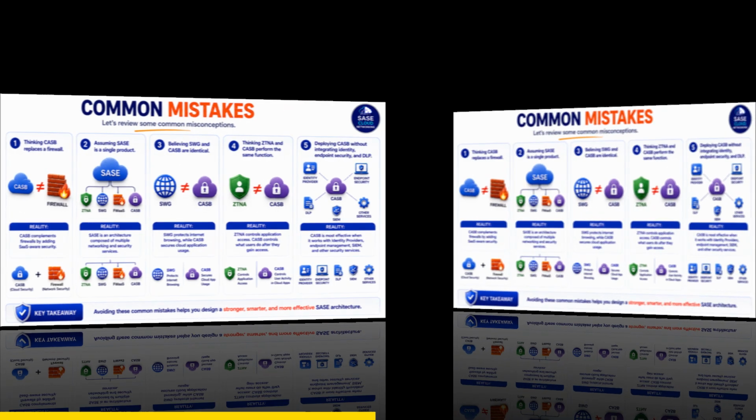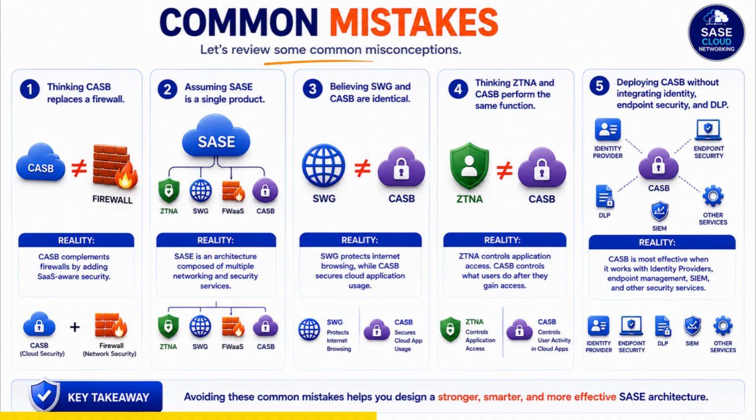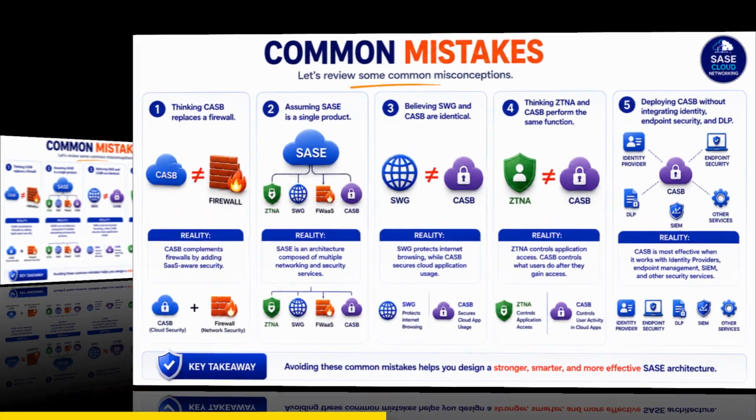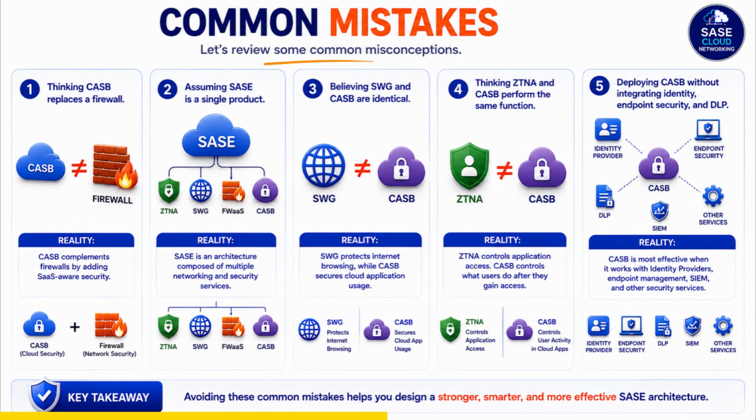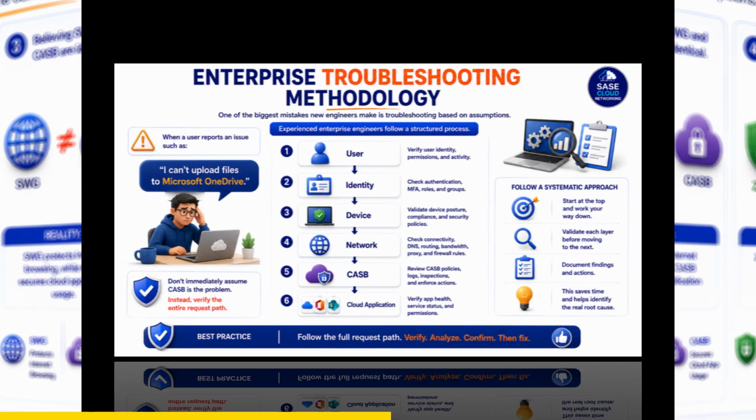Mistake 4. Thinking ZTNA and CASB perform the same function. Reality: ZTNA controls application access. CASB controls what users do after they gain access. Mistake 5. Deploying CASB without integrating identity, endpoint security, and DLP. Reality: CASB is most effective when it works with identity providers, endpoint management, SIEM, and other security services.